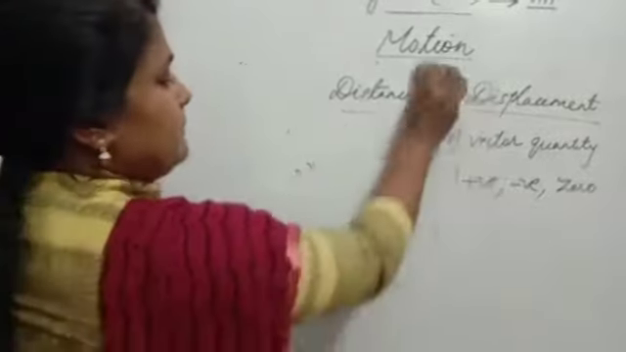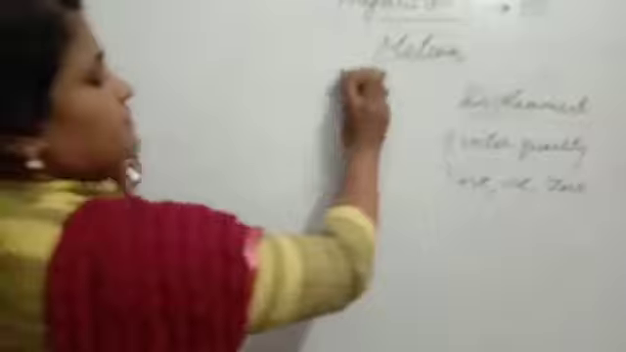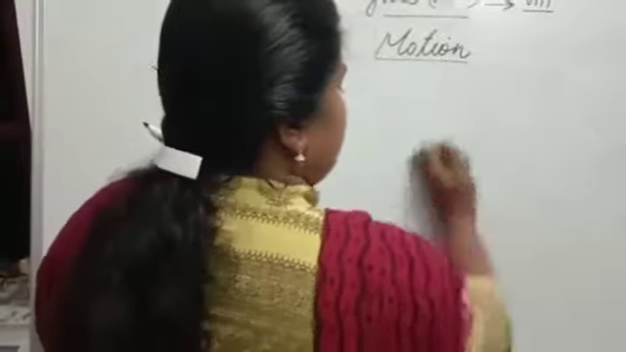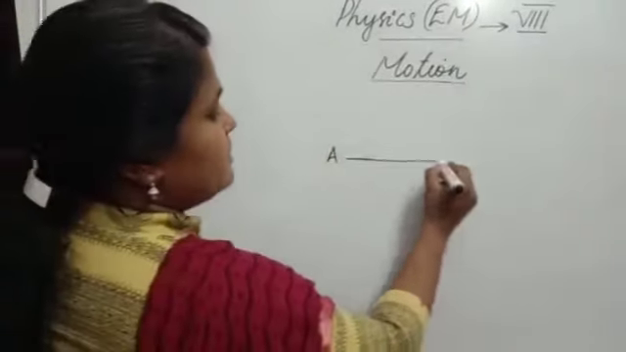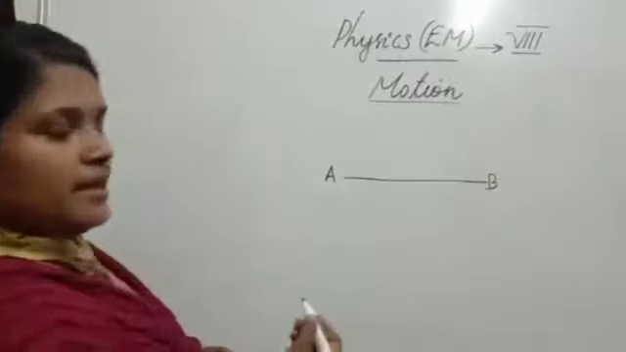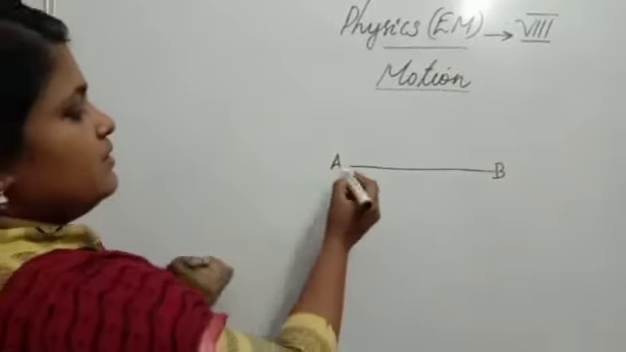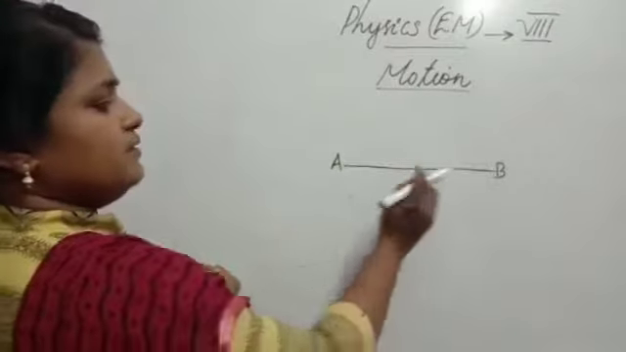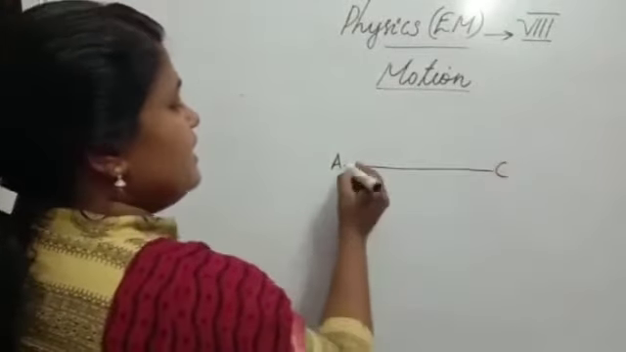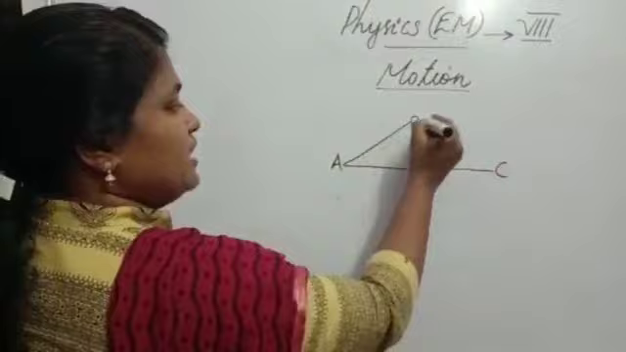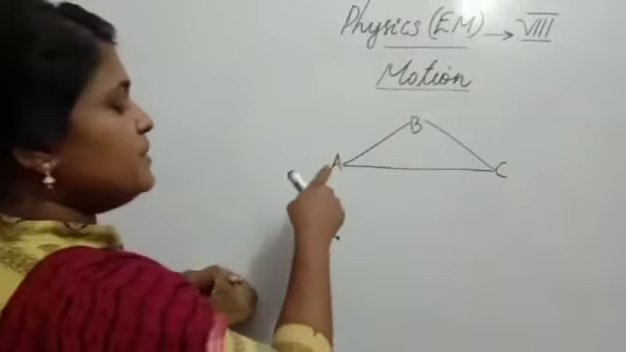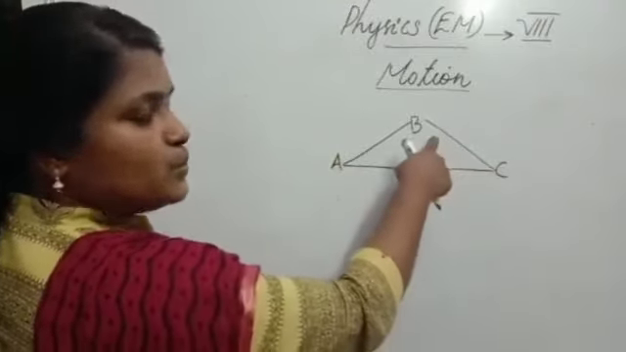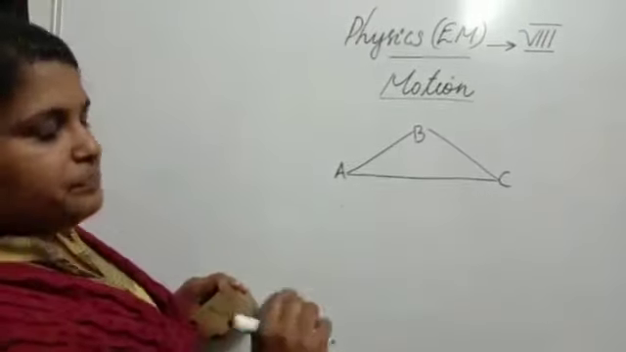Next, we consider a journey of a person from A to B. Then A to C. He travelled through the point B. Consider a journey of a person from the point A to the point C through the point B.